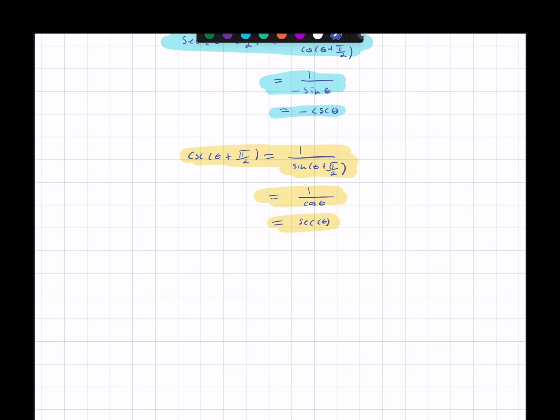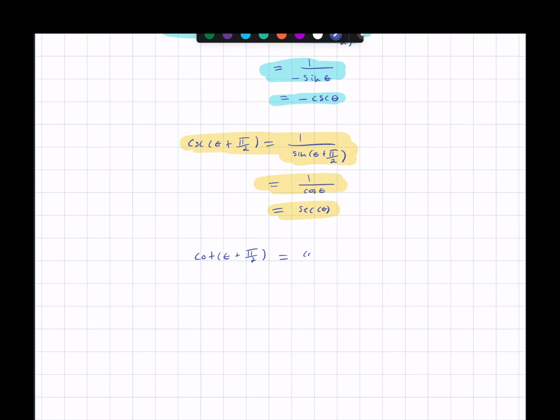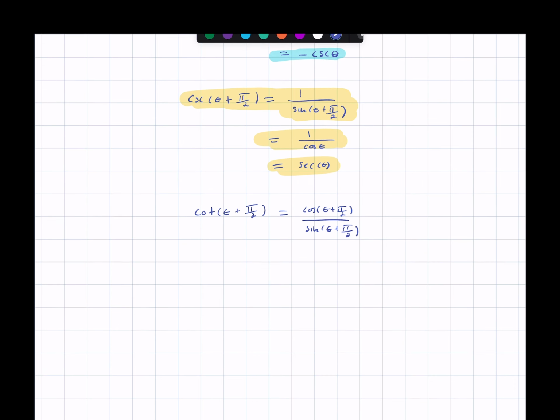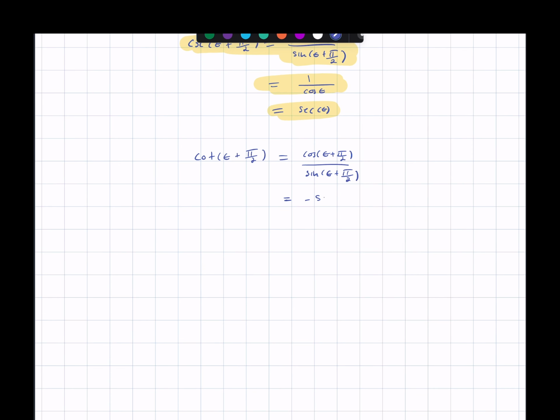And then what's the last one? Cotangent of theta plus pi over 2 is cosine of theta plus pi over 2 over sine of theta plus pi over 2, which is negative sine of theta over cosine of theta, which is negative tan of theta. So we get all 6 of these, again, just from this one picture.